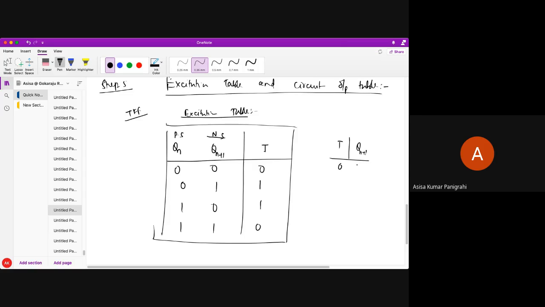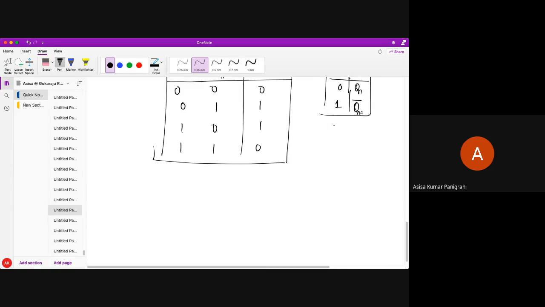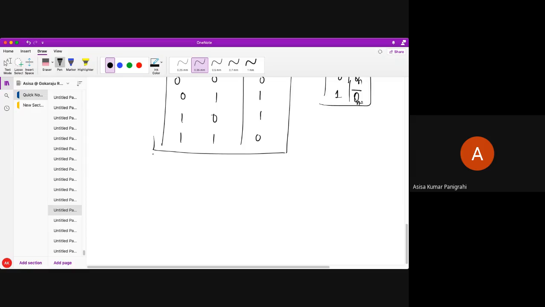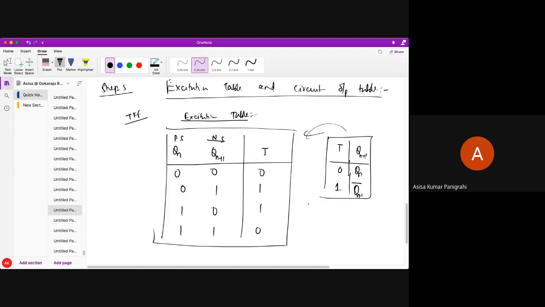Okay, 0 it's Q1, 1 it's toggle, Q and Q bar. According to this, I have just found the excitation table, nothing else. After that, what you have to do is this: this is actually one single flip-flop excitation table, but we need the excitation table of the complete circuit.